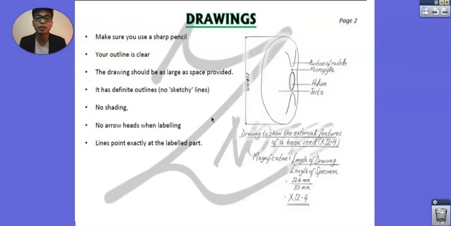Make sure that you use a sharp pencil, your outline is clear, and the drawing should be as large as the space provided. It needs to occupy the entire space, and it has definite outlines, no sketchy lines, no shading, no arrowheads when labeling, just a line just like this, and the line points exactly to the labeled part. So any of the things which you do not follow here will be marked as wrong, or you will be deducted from the total mark. So remember these tips on drawing.